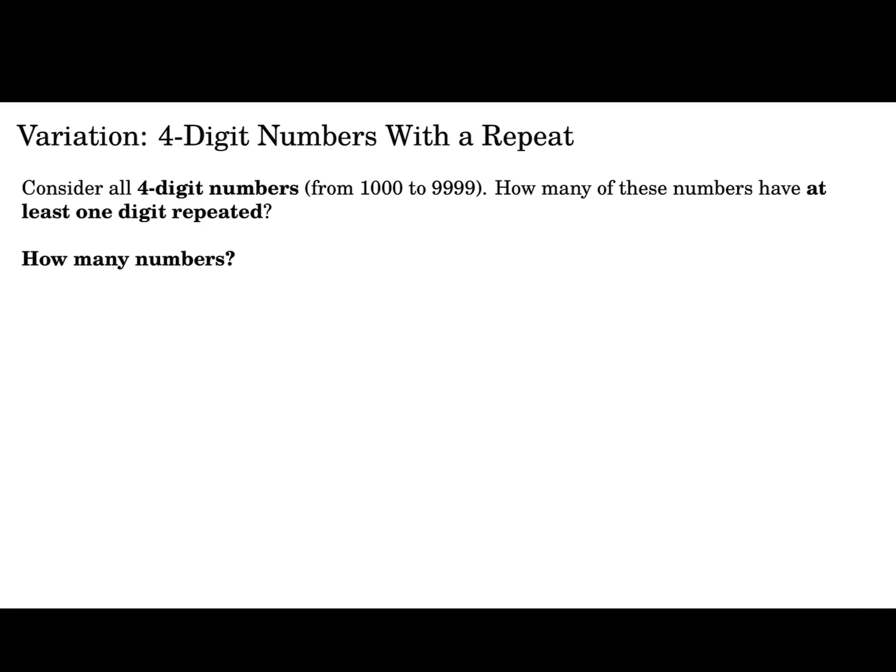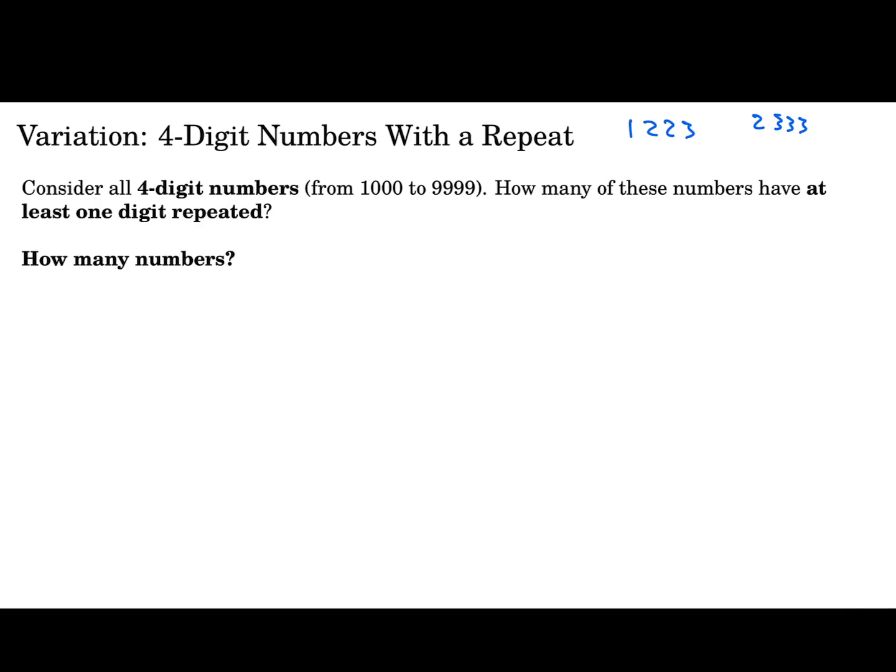Consider all 4-digit numbers from 1000 to 9999. How many of these numbers have at least one digit repeated? For example, a number like 1, 2, 2, 3 has the digit 2 repeated. You also have a number like 2, 3, 3, 3, which has the digit 3 repeated, and so on. So how many of these have at least one digit repeated?